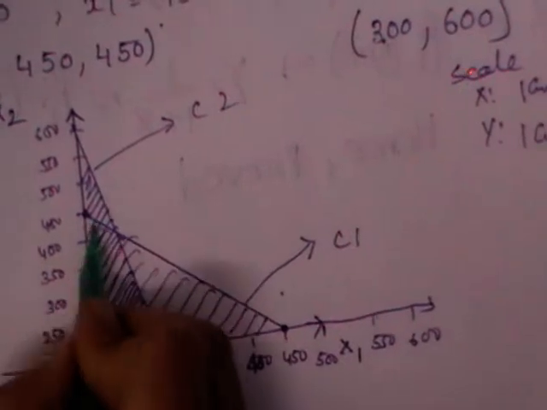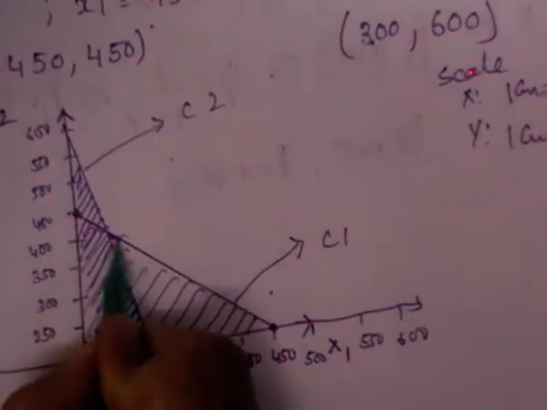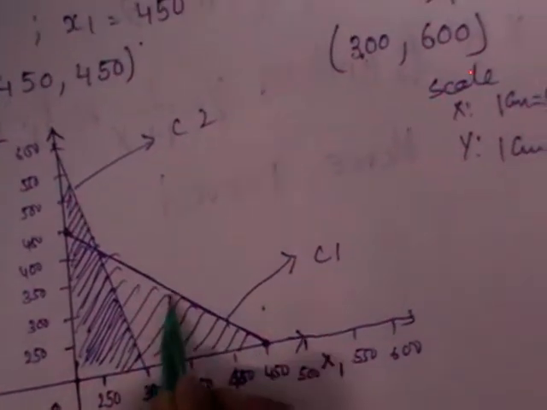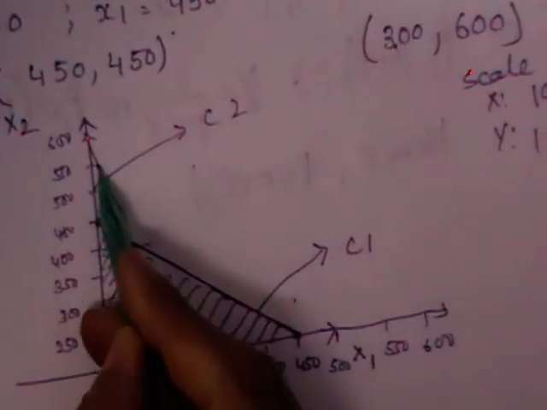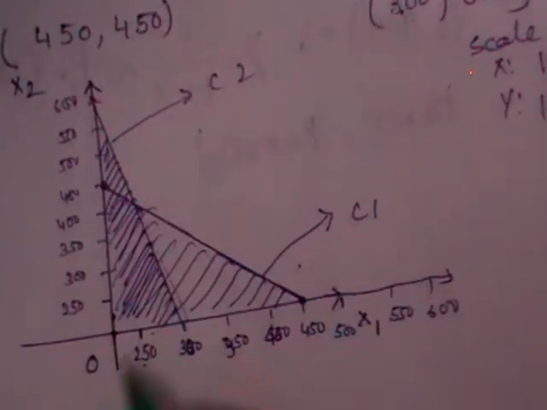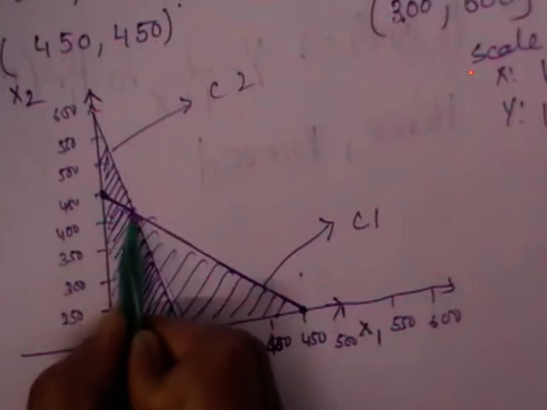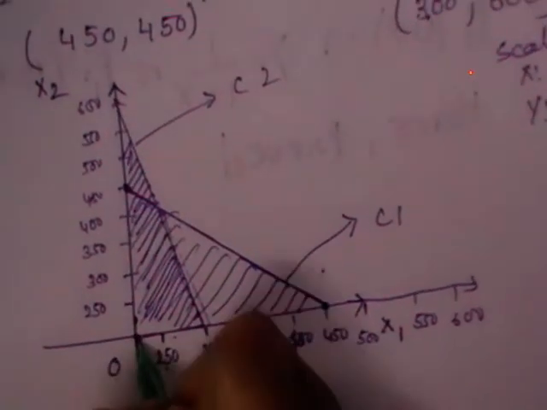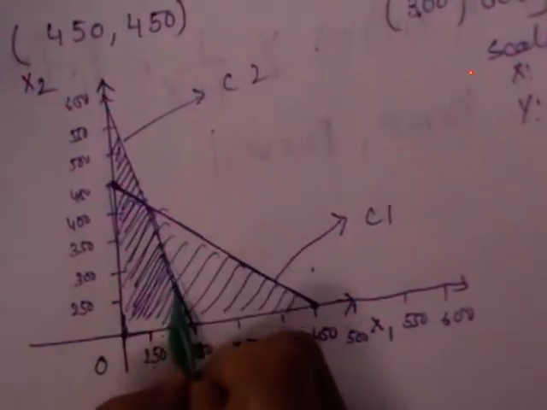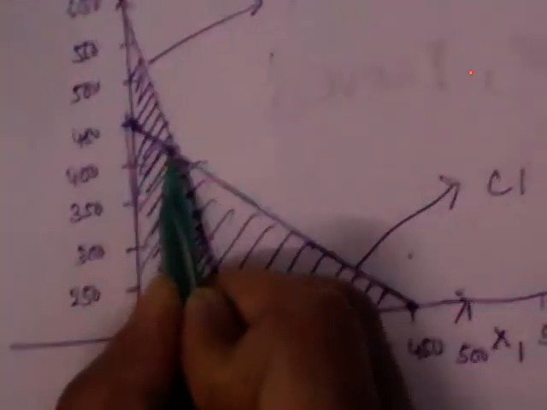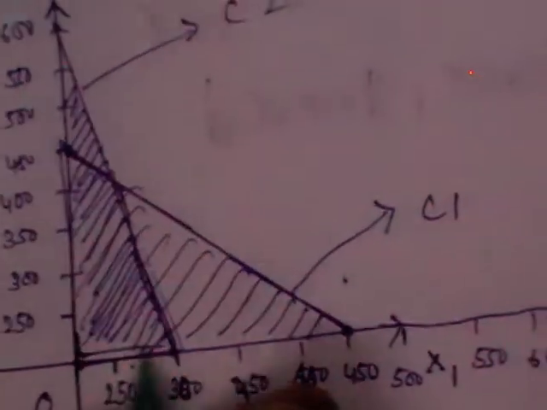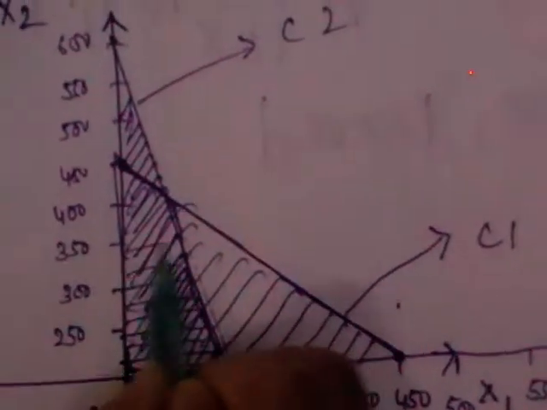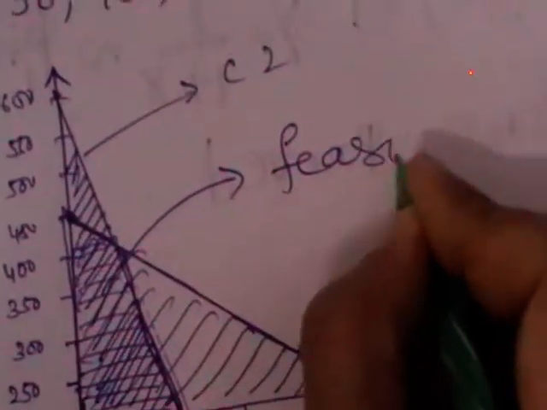So if you observe, this is the first constraint, which is towards the origin. This is the second constraint, which is also towards the origin. If you observe, this will be the common area for both of those. The area which is common to all the constraints in the given problem is called the feasible region. We observe that this is the feasible region for the given problem.